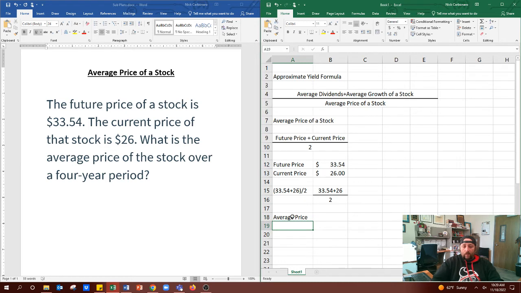the average price was, and let's do the actual formula. $29.77. Really simple formula. $29.77. So if you look at this formula, the average dividends plus the average growth of a stock divided by the average price of a stock, what you could do is replace that number by $29.77.